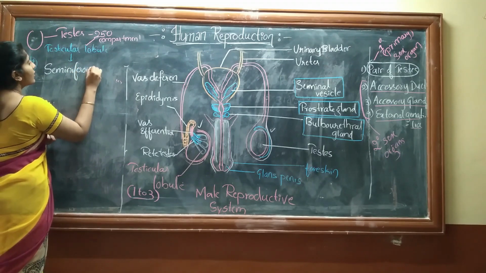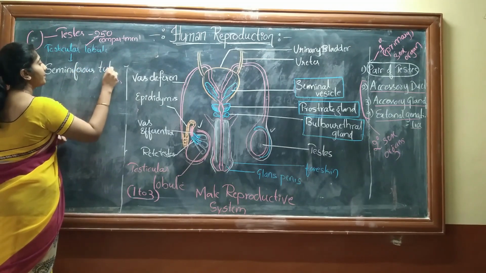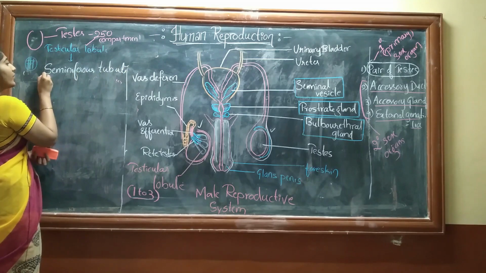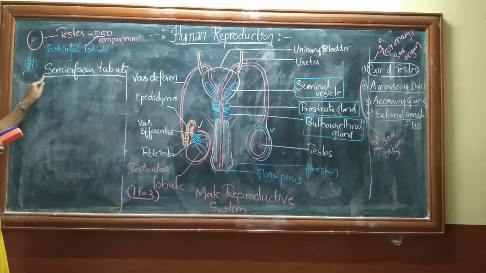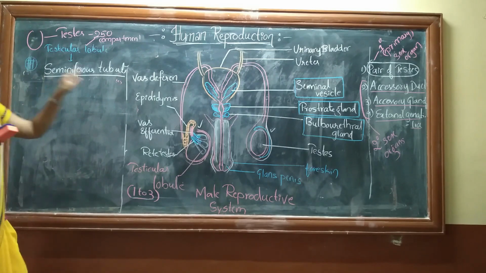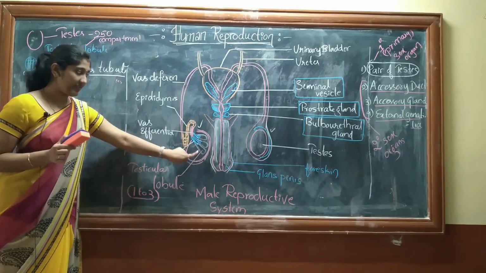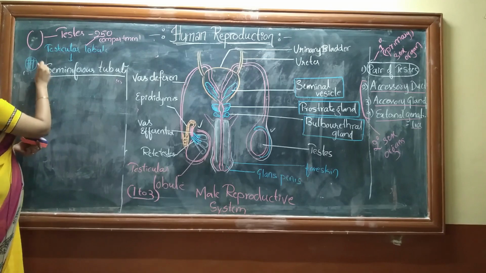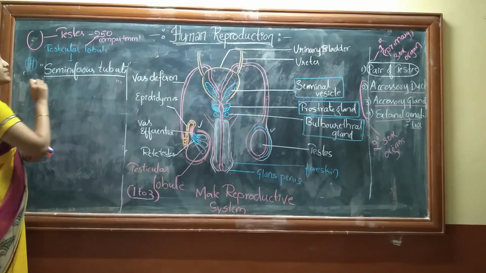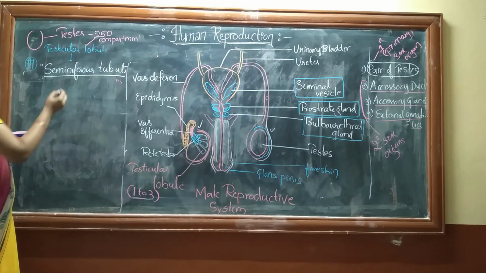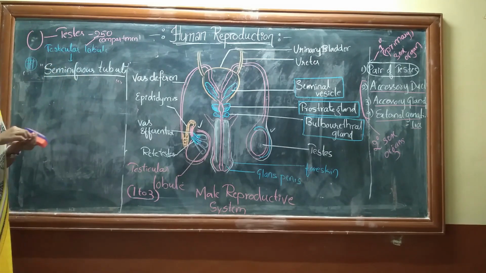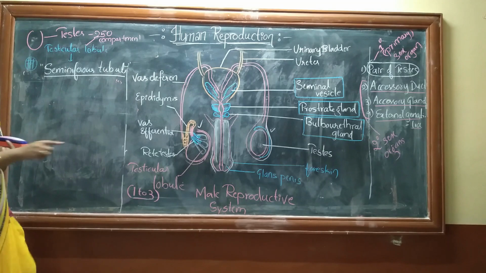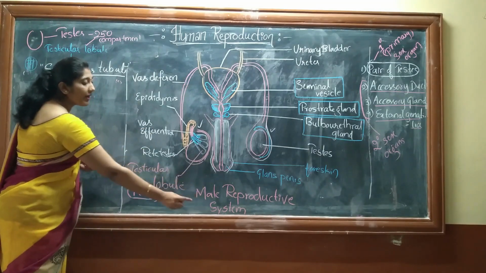Seminiferous tubule. So this is very important, because I told you the formation of sperm takes place in the testis. So exactly in the seminiferous tubule the sperm formation takes place. That is why we call the seminiferous tubule the functional and structural unit of the male reproductive system.